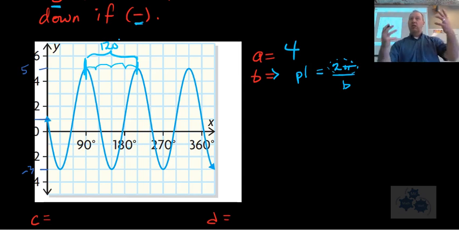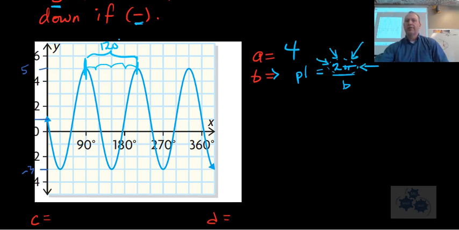Can I have radians and degrees in the same equation? Say no, say no. No. So how can I change this to match up with degrees? What should I change? Thank you. 2 pi. Wow, you're quick. Okay, so I'm going to make that what? 360 over B. The period length is 120 degrees.